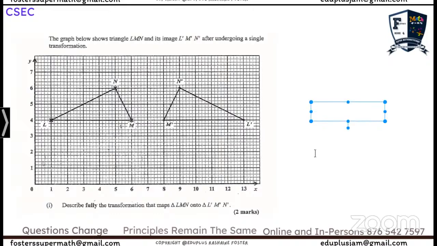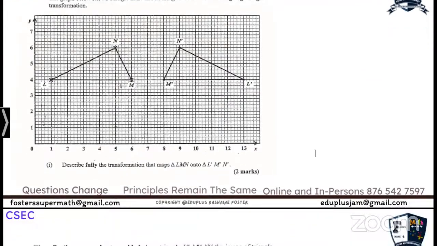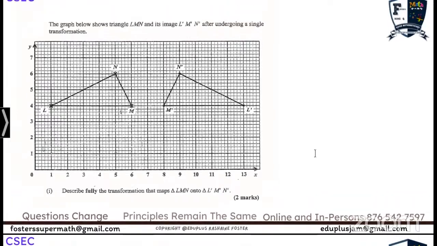Final question. Describe fully the transformation that maps LMN onto L prime, M prime, N prime. Look at what you have there. Is any of them bigger than the other one? No, that means it cannot be an enlargement. Next, they look exactly the same, as they're supposed to. Does any of them look like you spin it around? It might look like a spin, but that's actually not the answer. It's actually a reflection.